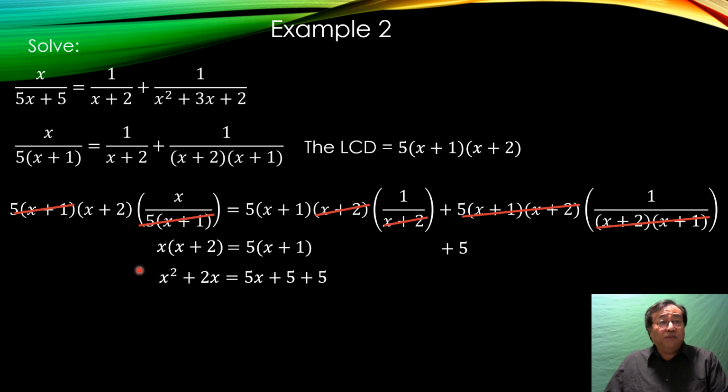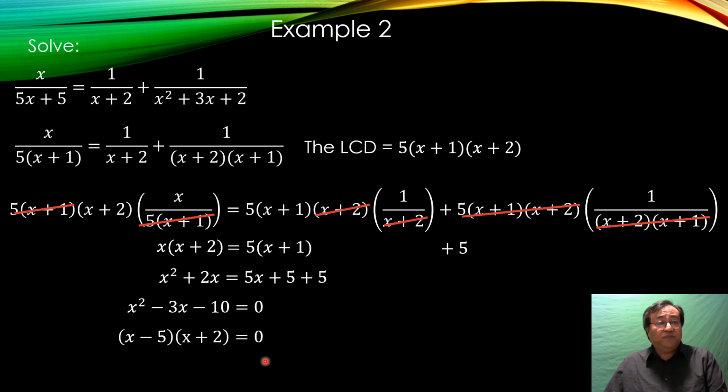We're going to move everything to the left side. Whenever you have an exponent higher than 1, you're going to move everything to one side, set equal to 0. So the 5x comes over, subtracting from 2x gives me the negative 3x. The 5 plus 5 is positive 10 on the right, but when I move it to the left, it becomes negative 10. Now go ahead and factor this. What are the factors of negative 10 that combine to make negative 3? That'll be x minus 5, x plus 2. Then set each factor equal to 0 and solve.